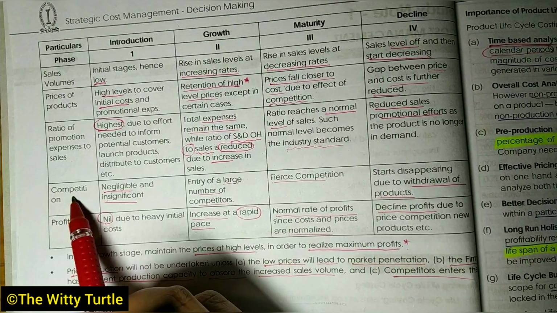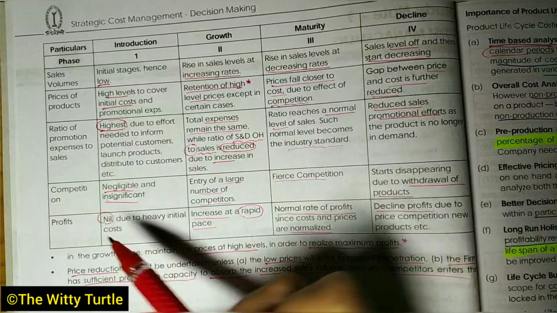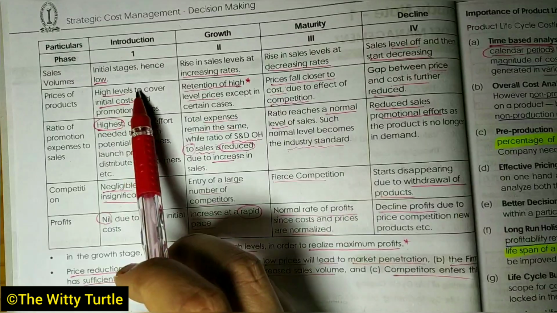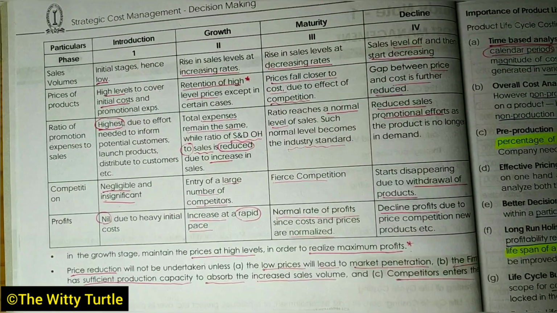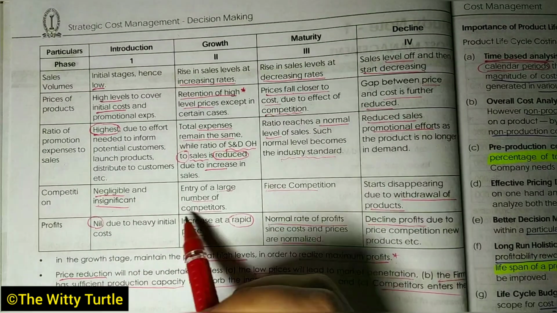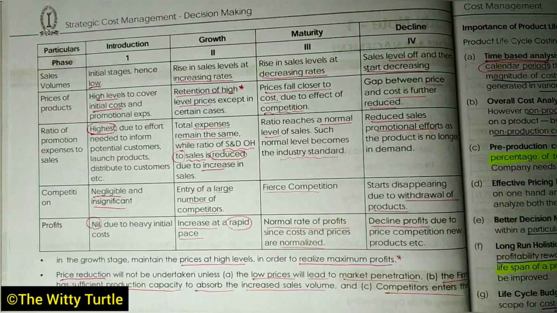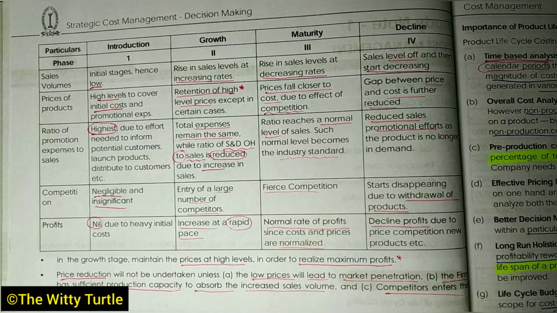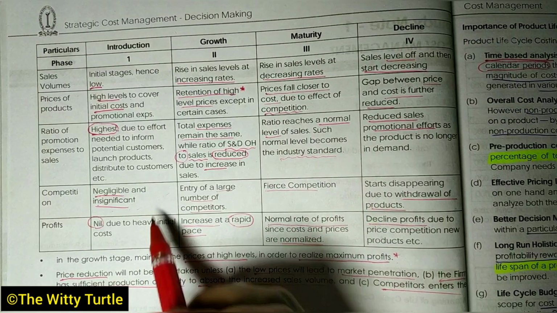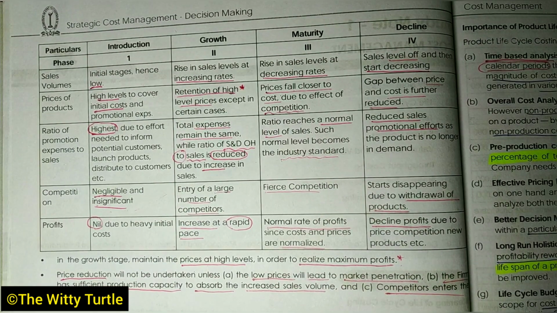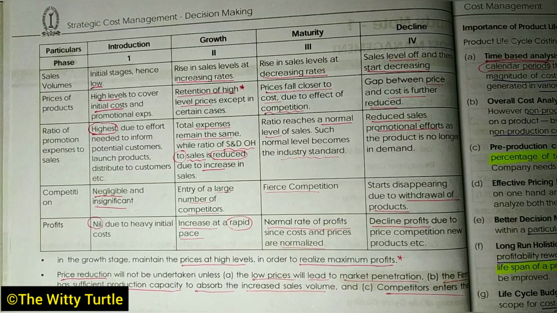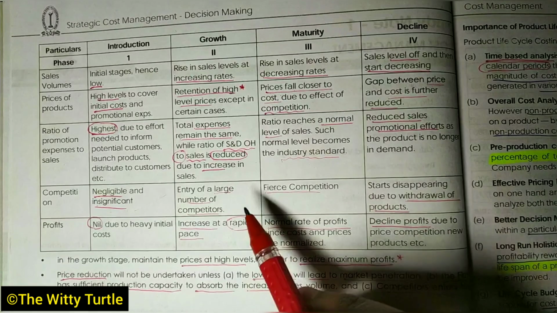The fourth aspect is competition. So competition क्या है यहाँ पे? It is negligible and insignificant in the introduction phase. Why? Because generally no new player is there in the market at this particular level, right? And in the growth what happens? When other companies notice a certain amount of rise in sales in this phase of that particular product, so जो बाकी companies होते हैं वो भी अपने product line में ये product को launch करना start कर देते हैं. So what happens? A large number of competitors start coming to the market.